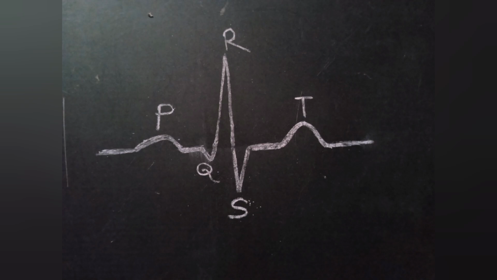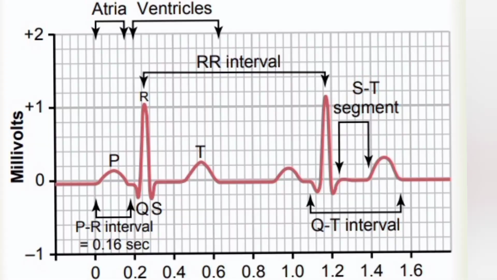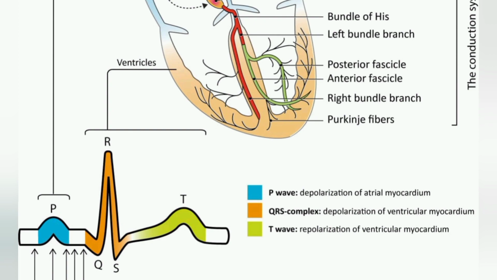Now we will see how the graph is formed according to heart activity. You can see the ECG waveform in the given picture and the segments of the waveform. One by one we will understand. First is the P wave. The P wave is a small deflection wave that represents atrial depolarization. Second, the PR interval: it is the time between the first deflection of the P wave and the first deflection of the QRS complex. And third is the QRS complex. The three waves of the QRS complex represent ventricular depolarization.